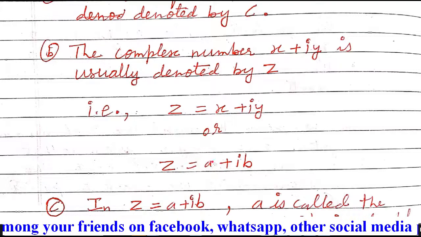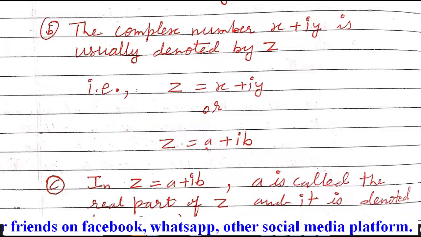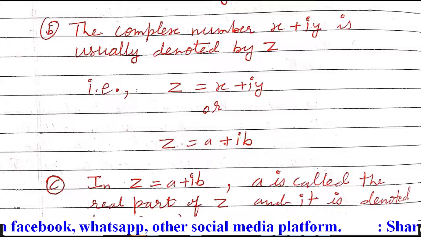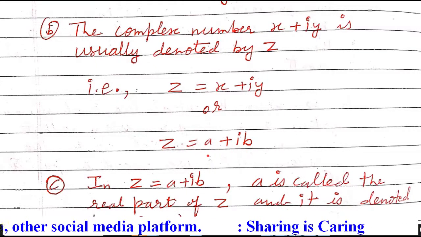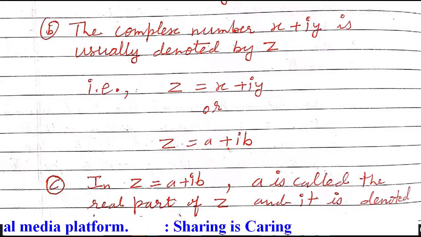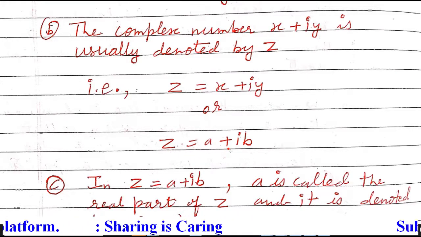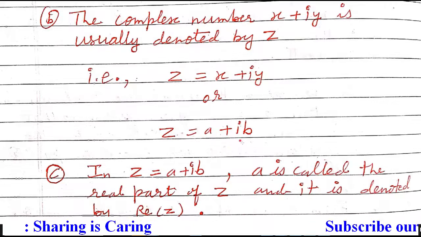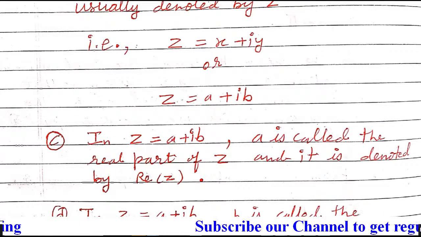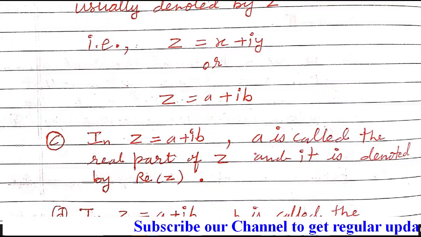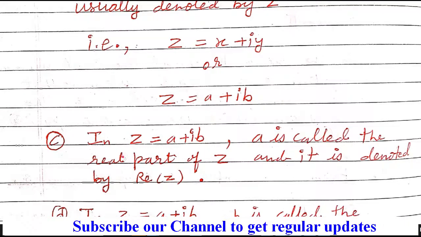In our NCERT book of 11th class maths, the complex number is in the form of A plus iota B. So Z is equal to A plus iota B is the form of complex number in our NCERT book of 11th class maths. So we'll always take this one now. Now the point C is, in Z is equal to A plus iota B, A is called the real part.